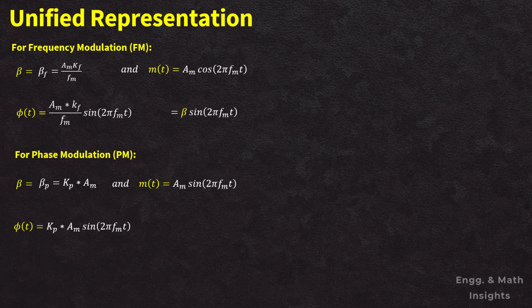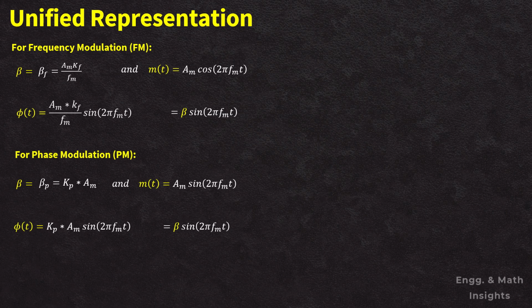So phi(t) is equal to Kp into Am sin 2 pi fm t, or beta sin 2 pi fm t. So the instantaneous phase deviation phi(t) has the value beta sin 2 pi fm t for both frequency modulation and phase modulation.